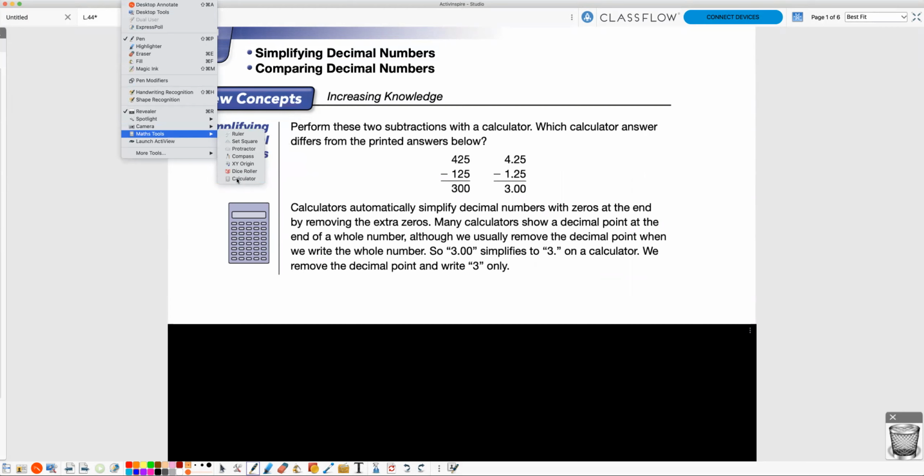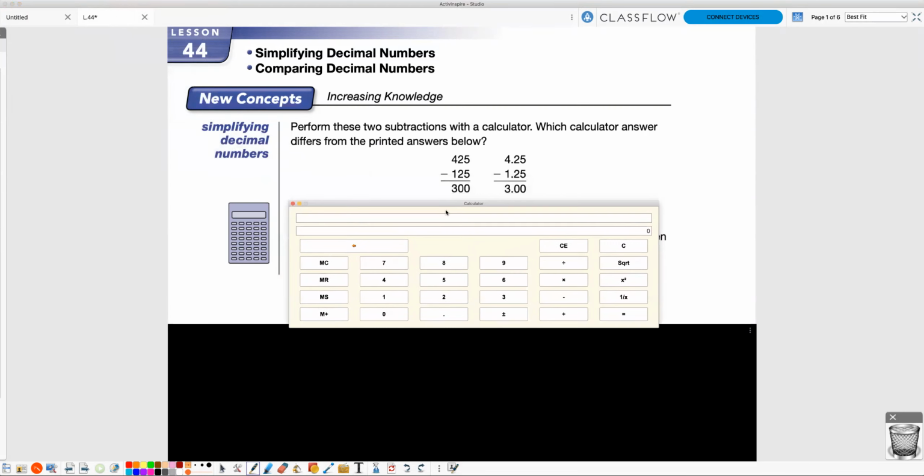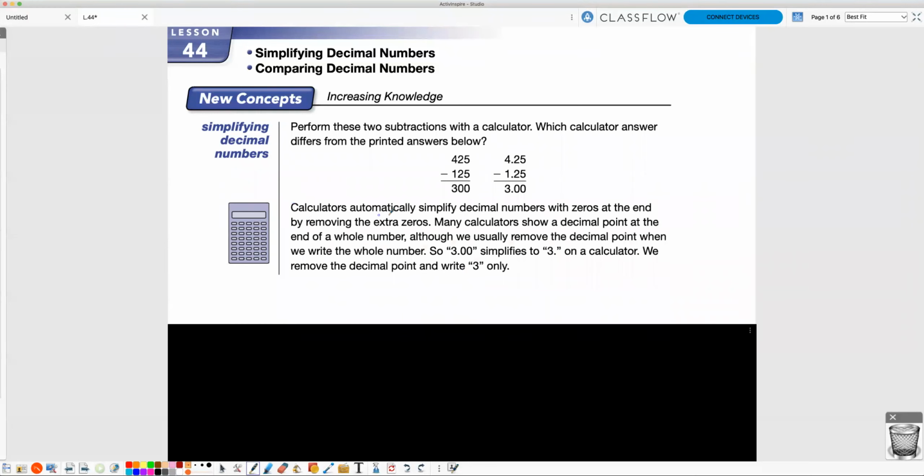So when doing 425 minus 125, you get 300. When you do 4 and 25 hundredths minus 1 and 25 hundredths, you get 3. All right, calculators automatically simplify decimal numbers with zeros at the end by removing the extra zeros. So you didn't see these digits on the calculator.